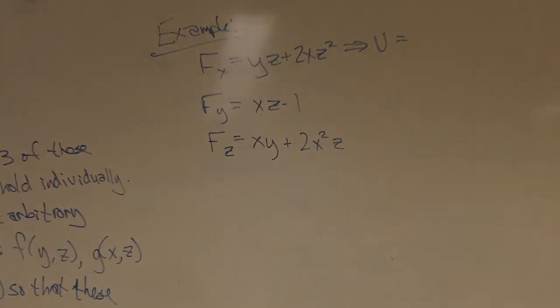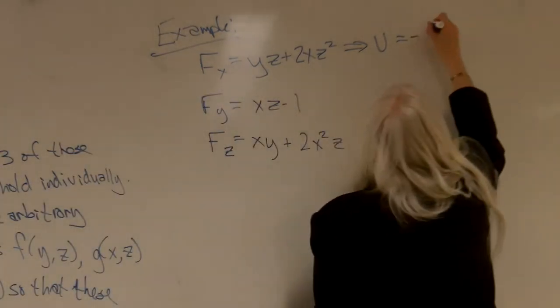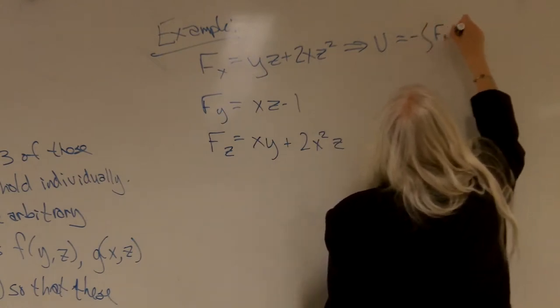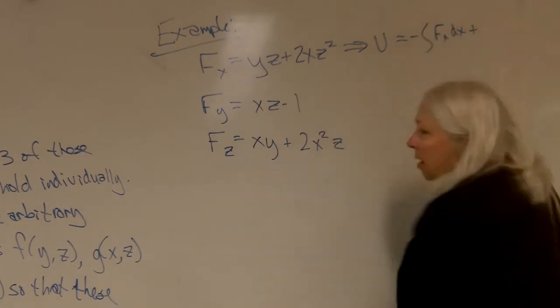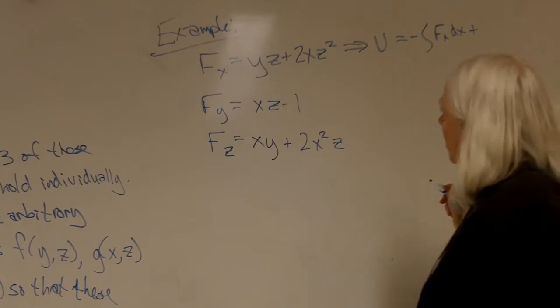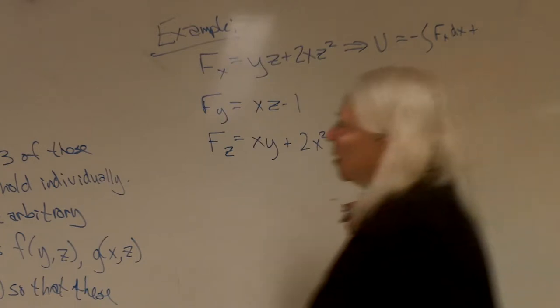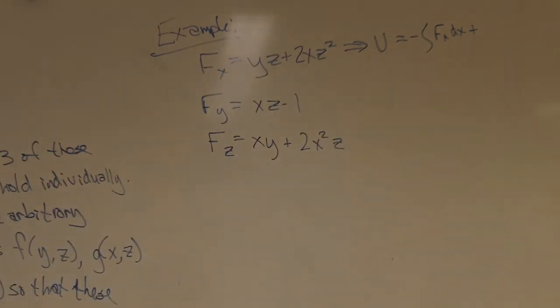Okay, so let's use the first one of these equations. U is equal to minus the integral of f sub x dx. And the f of x, x is supposed to be squared root of z. Of the z term? Well, f sub x is this one.